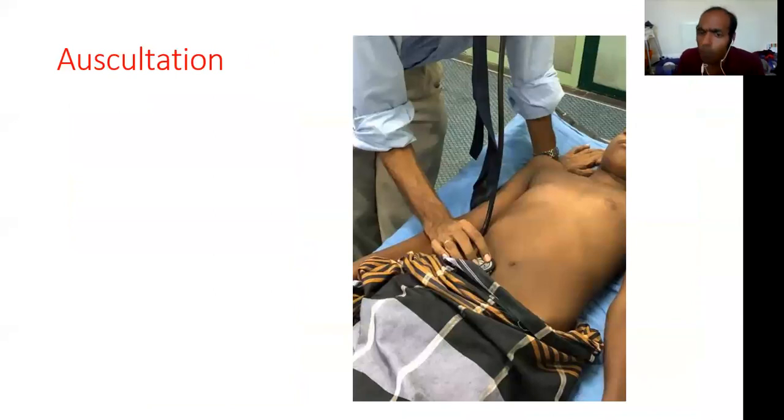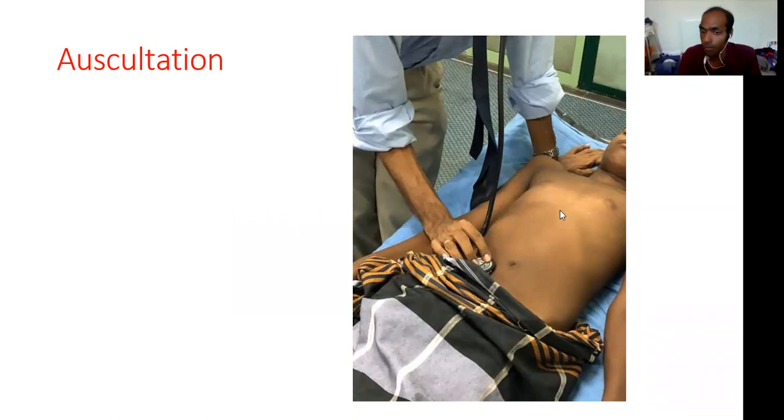Auscultation is not a very important part of the examination, I have to say. With auscultation, basically we are looking for bowel sounds, a hepatic bruit, that's over the liver, and a renal bruit.